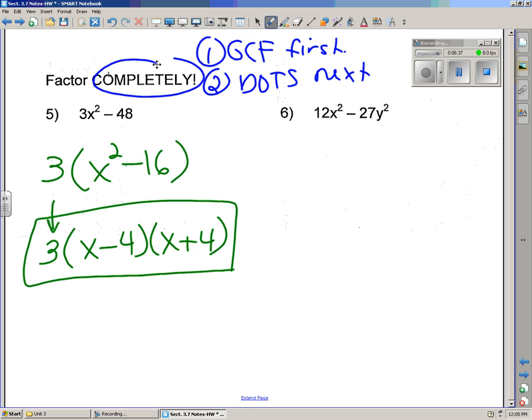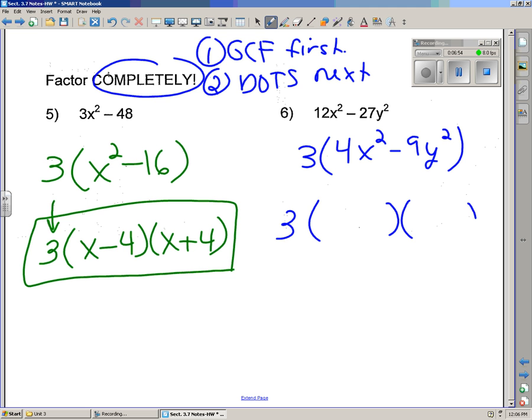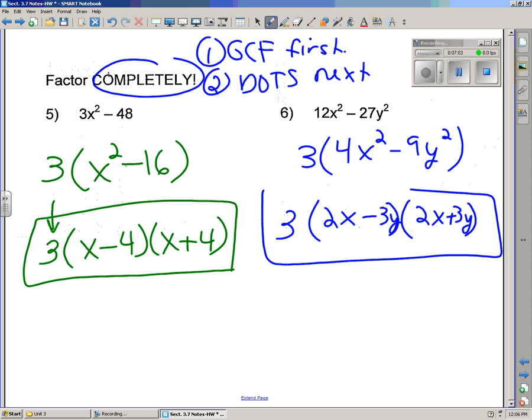Same thing's going to happen on the next one. What's the GCF between this one? Between 12 and 27, you're looking to have a GCF of 3. Again, a 3. What's left over? 4x squared minus 9y squared. Well, inside that parenthesis is also a DOTS problem. So my 3 can't go away. Open up my two parentheses. 2x, 2x, 3y, 3y, 1 plus, 1 minus, and you are done. Okay, so that should be good to get you on to the next homework.